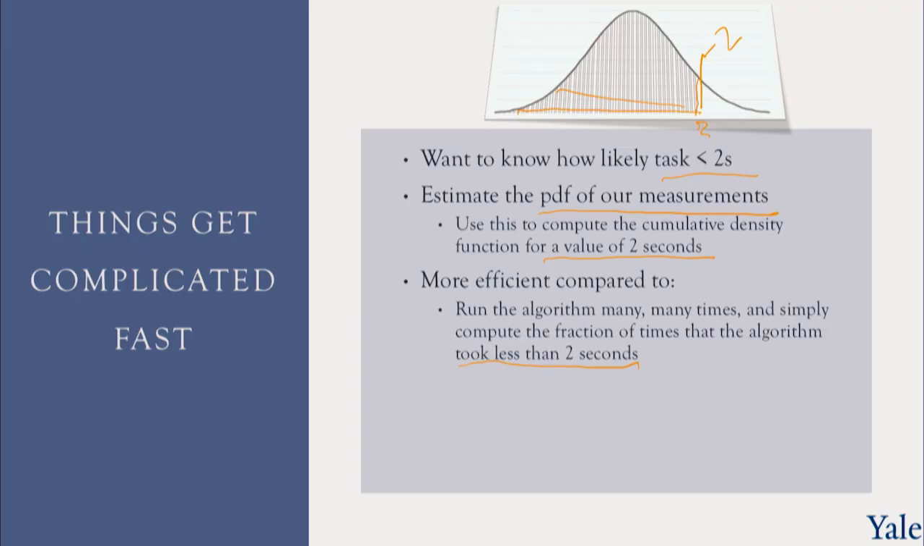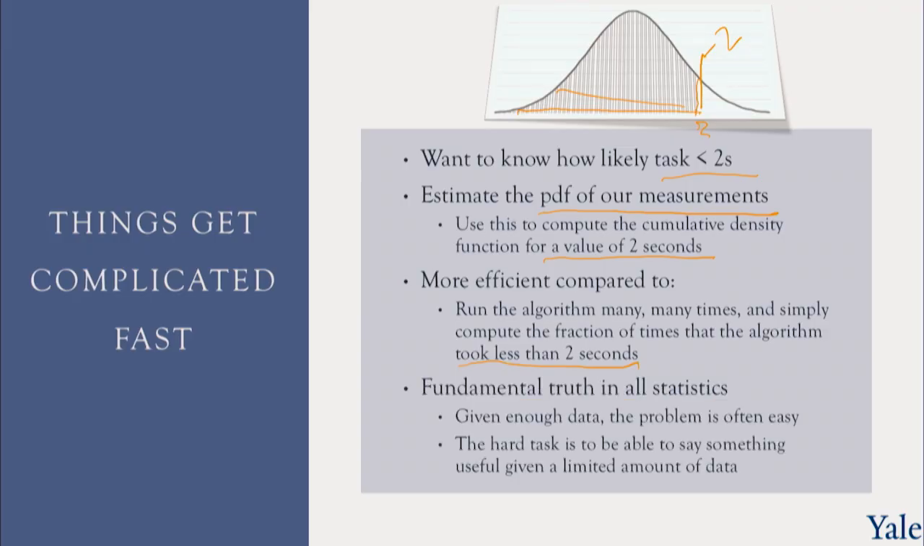If we have a model, we can use it to extract information. And this is a fundamental truth in all statistics. Given enough data, the problem is often easy. The hard task is to be able to say something useful given a limited amount of data. And you see that, for example, in opinion polling. If you ask 1,000 people and you try to predict what the outcome of an election is, it takes a lot of skill to balance that sample, to figure out you're getting all the right people and not too many of one kind of person to say something interesting about that. If, on the other hand, you could ask every single person in a country what they're likely to vote, then it doesn't take any skill anymore. Chances are the average you get will be the true result.